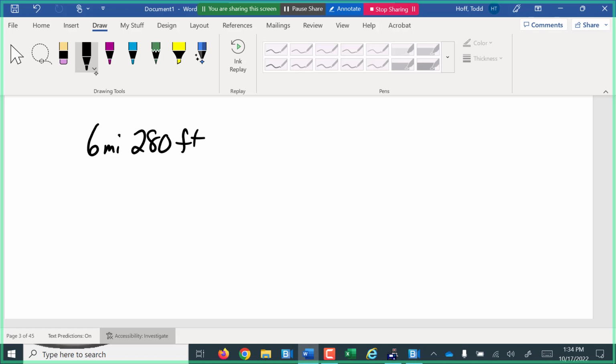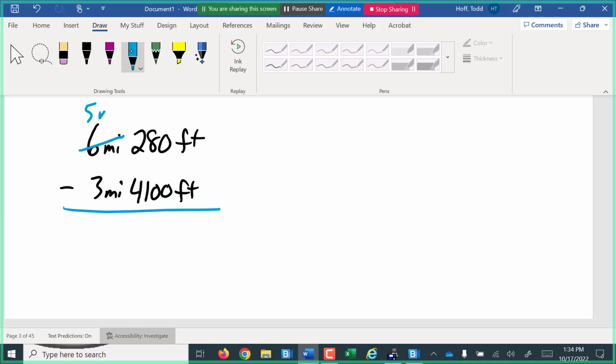I might have 6 miles and 280 feet minus 3 miles and 4,100 feet. So when I go to subtract here, again, 280 minus 4,100 can't be done. I have to borrow from the 6 miles. This will become 5 miles. How many feet are in a mile? 5,280. So I add that to the 280 that are already there. I get 5,560 feet.